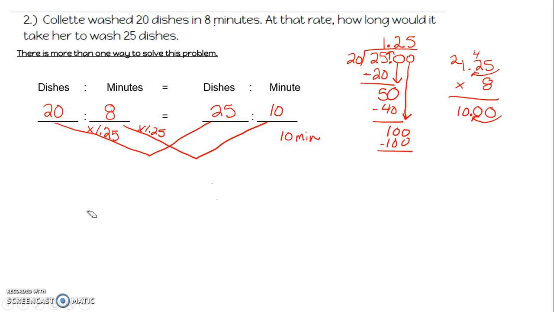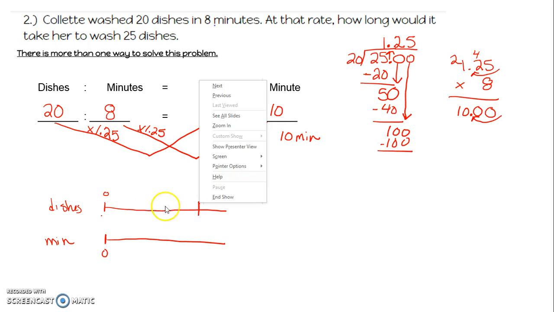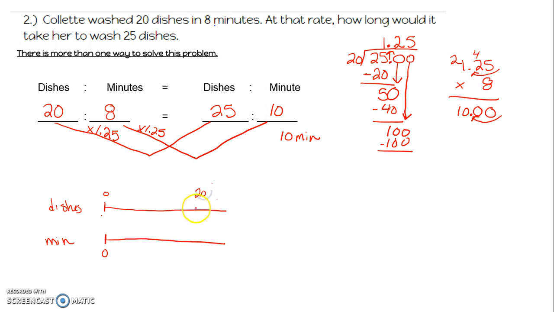Another method we could use is a double number line. So if I create a beautiful double number line, this would represent 0. Top one could represent dishes. The bottom number line could represent minutes. This would be 0. Over here, you could do 20 dishes in 8 minutes.